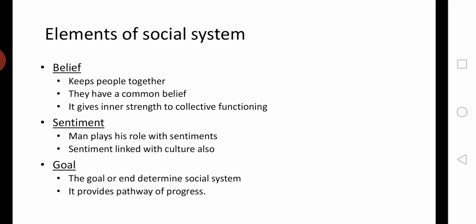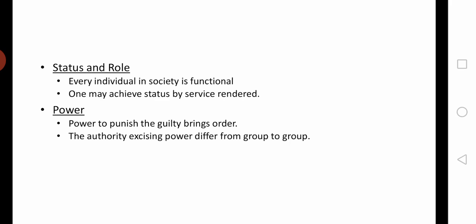Next, the goal. A system is determined by its goal. What is its final aim? That determines the system. That determination makes the progress of the team. It provides the pathway of progress.